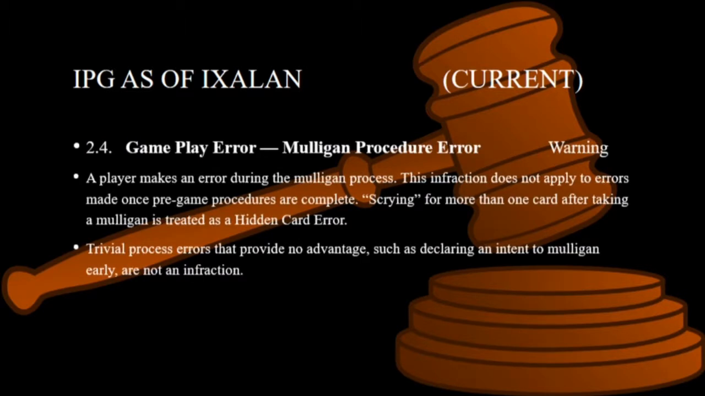Mulligan procedure error, which came off of HCE, is when a player makes an error during the Mulligan process. This infraction does not apply to errors made once pregame procedures are complete. Scrying for more than one card after taking a Mulligan is treated as a hidden card error. Trivial process errors that provide no advantage, such as declaring an intent to Mulligan early, are not an infraction.